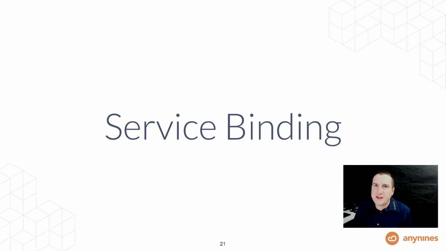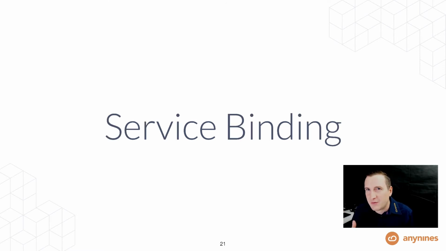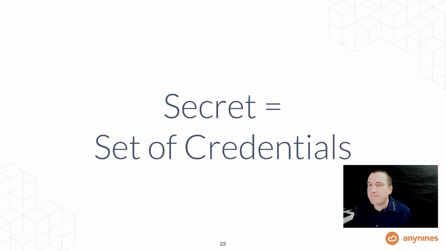So after the stateful set, after having the service instances, which basically go down to creating stateful sets and satellite resources around it, it's interesting, how would you implement a service binding? And there is no equivalent of a service binding in Kubernetes. In conversations, people often ask me, but what about secrets? Are secrets close to service bindings? And I would say a secret is actually a set of credentials. So as a service binding also represents a set of credentials, then yes, they are similar.